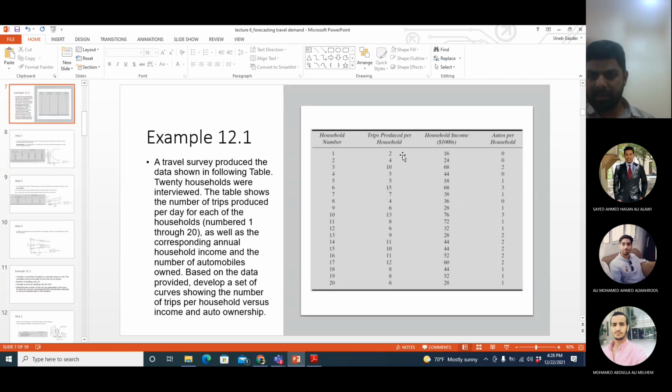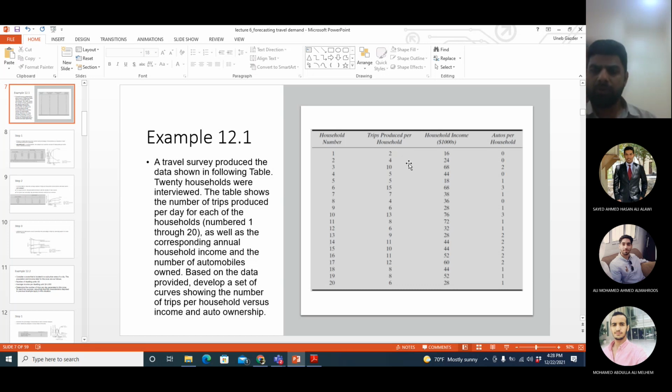So this was the sample data. Like I said earlier, we have 7 households which belong to the low income category, right? From those 7 households, you find out how many have 0 autos. So we have 1, 2, only 2. For these two households, you find out the average trips per day. This one has 2, this one has 4. So 2 plus 4 divided by 2, 3.